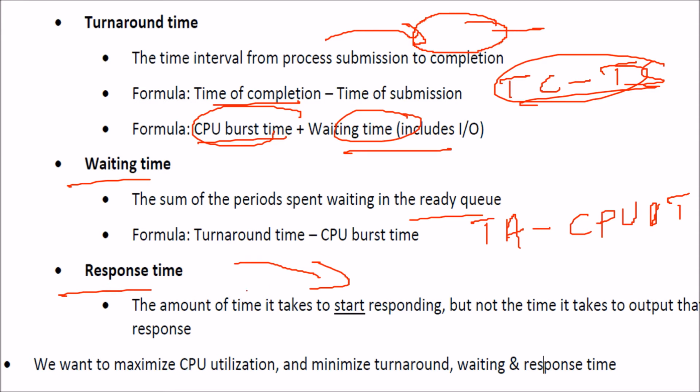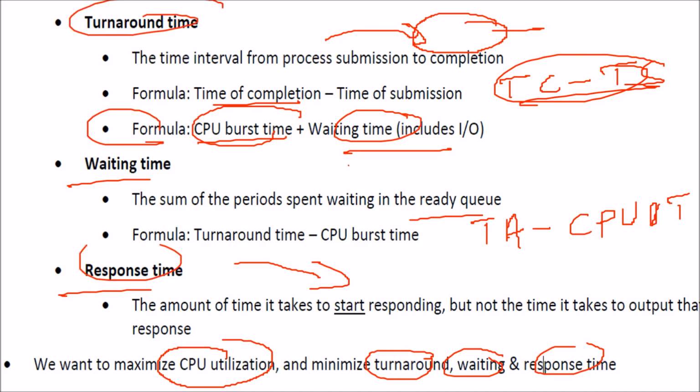So what is our criteria when we are dealing with CPU scheduling? First of all, we want to maximize the CPU utilization, we want to maximize the throughput, we want to minimize the turnaround time, waiting time and response time. All three of these have to be minimized as much as possible.